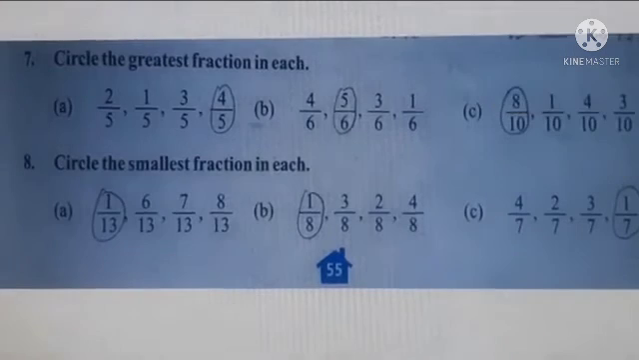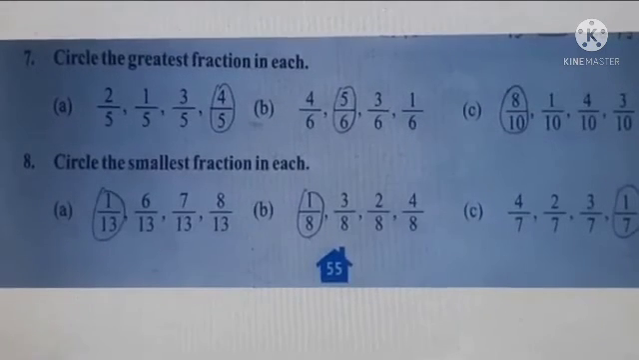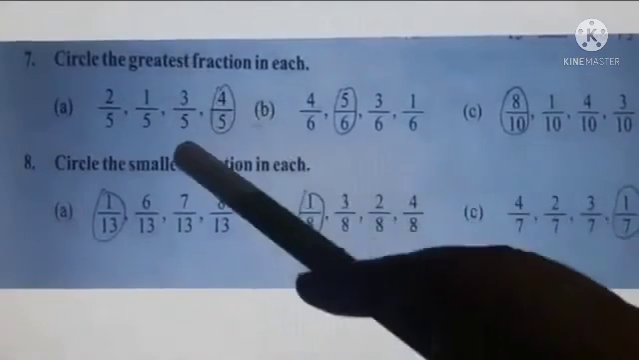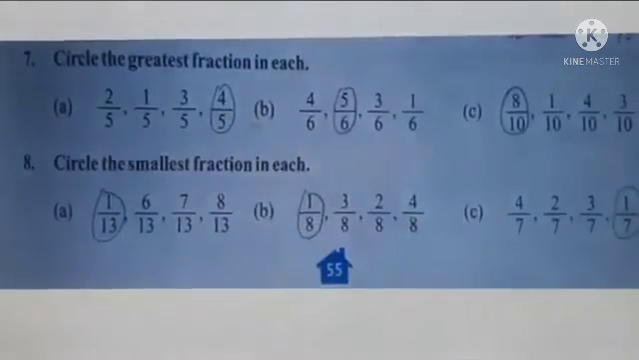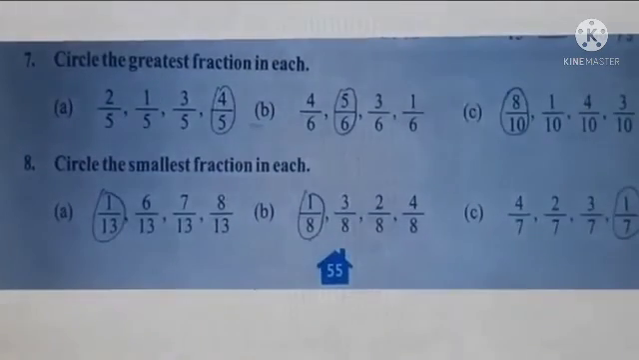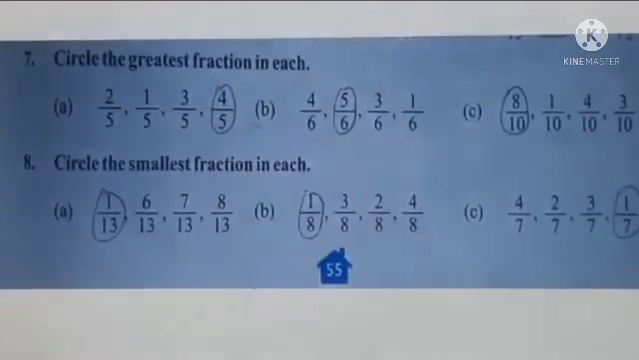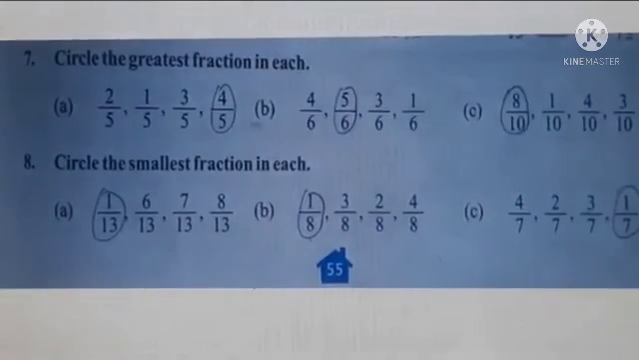Next is our question number 7. Circle the greatest fraction in each. A part, 2 upon 5, 1 upon 5, 3 upon 5, 4 upon 5. Denominators are same. Like fractions are given. So we have to check the numerator. The fraction whose numerator is greater will become the greatest fraction. So the greatest fraction will be 4 upon 5.